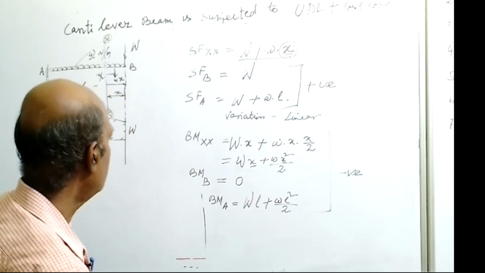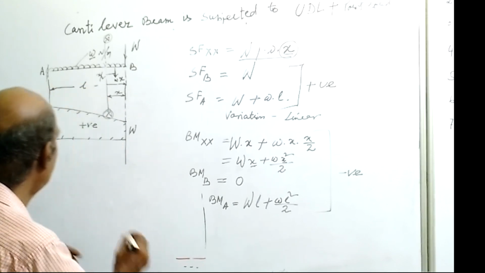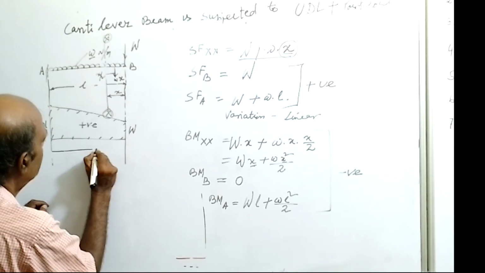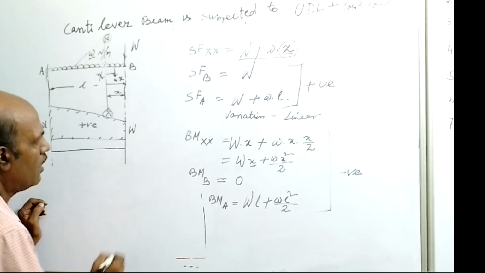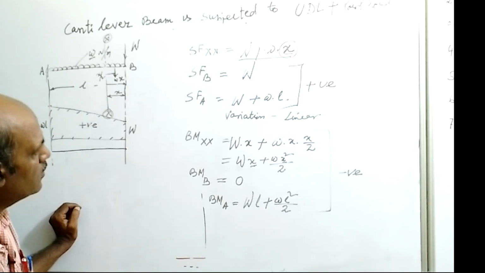Okay. So now with this information we will draw the bending moment diagram. For drawing the bending moment diagram, first you draw the baseline. So baseline is drawn. Now at this point, what is the bending moment? At point B, bending moment is 0.